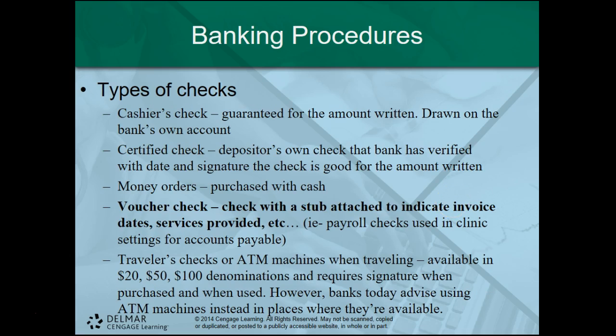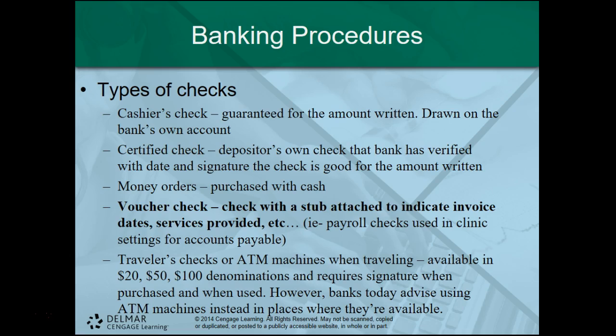Types of checks, you have cashier's check. That is guaranteed for the amount written. It's drawn on the bank's own account. So you have to go into the bank, purchase that cashier's check from the bank teller, and then it's a bank check. You have a certified check, which is the depositor's own check that the bank has verified with the date and signature that the check is good for the amount written.